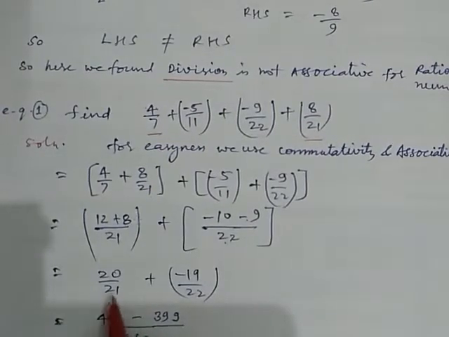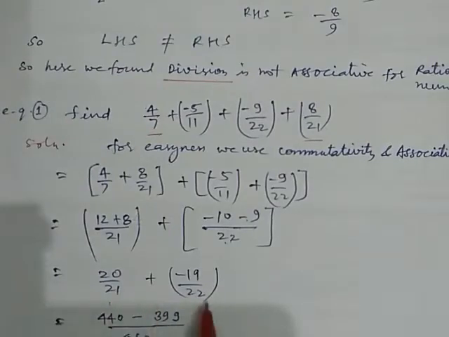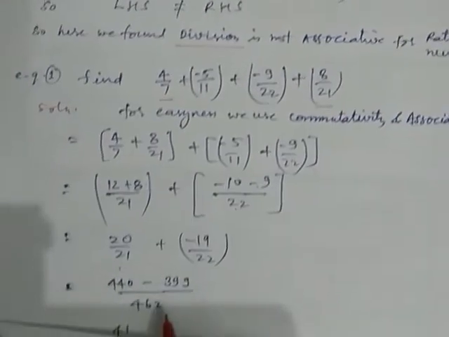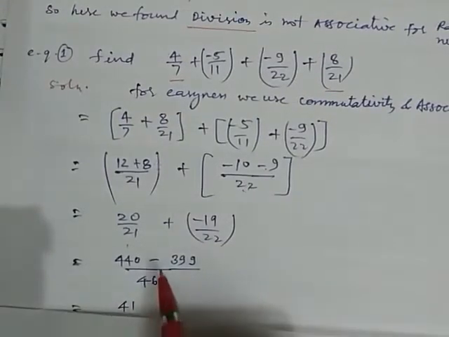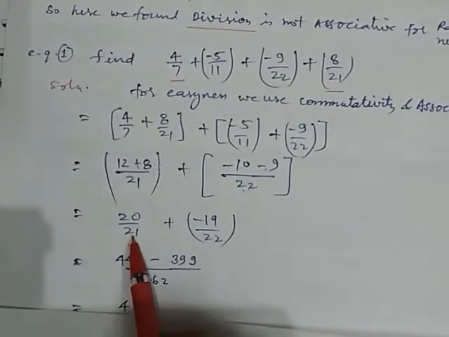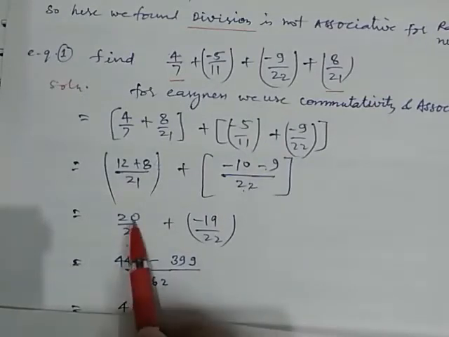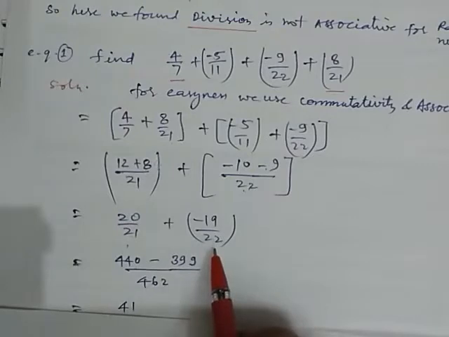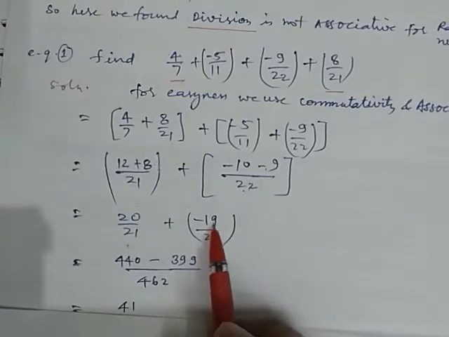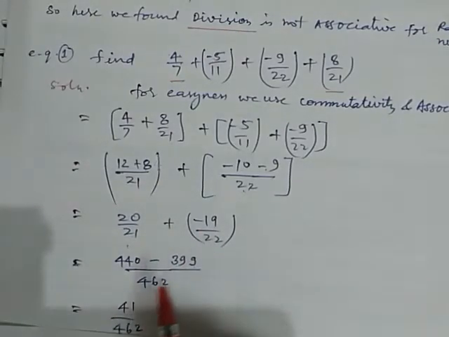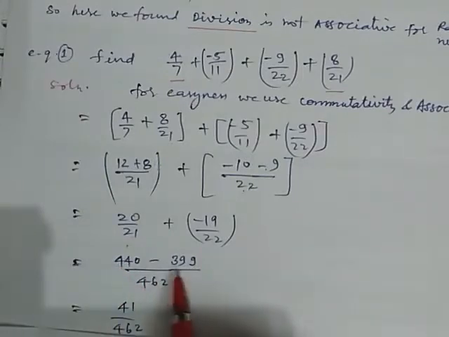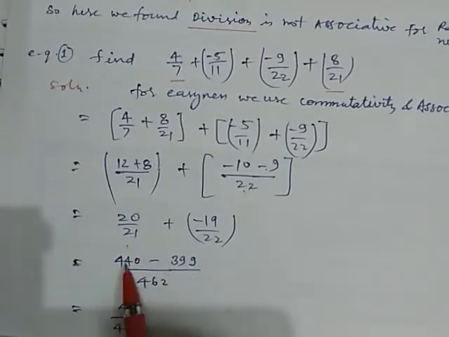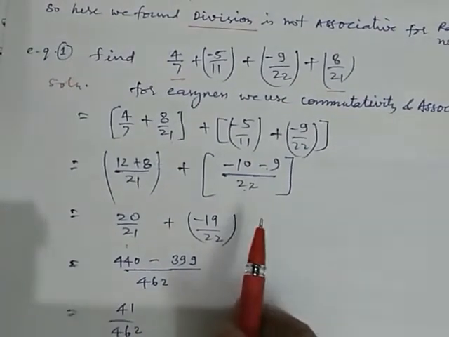Now take the LCM of 21 and 22. The LCM of 21 and 22 is 21 into 22, so this is 462. Now 462 divided by 21, we get 22. So 22 into 20 is 440. And by dividing 462 by 22, we get 21. So 21 into minus 19, we get minus 399. Both these terms have different signs, so we subtract them, and we get 41 by 462. This is the value of this.